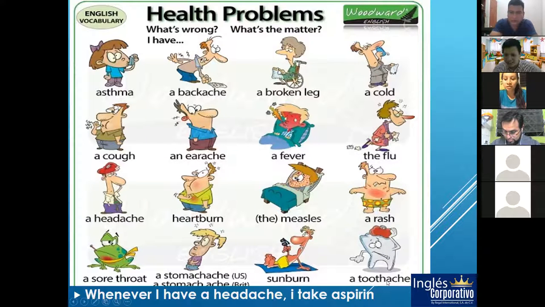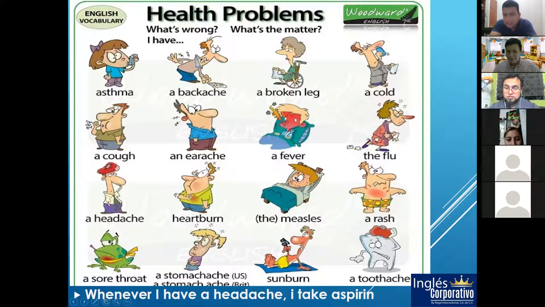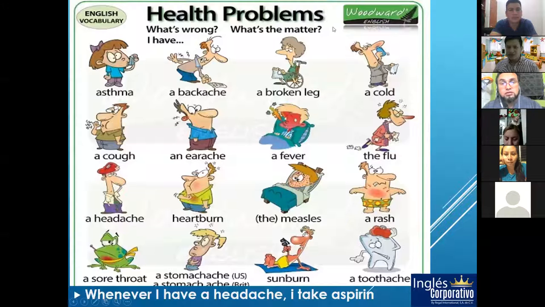Toothache. Okay. Nice. Basically, we're gonna put a K at the end. Okay, students, that's good. Okay, this is our health problems. Did you remember that we're gonna use what's wrong, what's the matter, if we want to ask for a specific health problem information, right? What's the matter? Okay, very good.